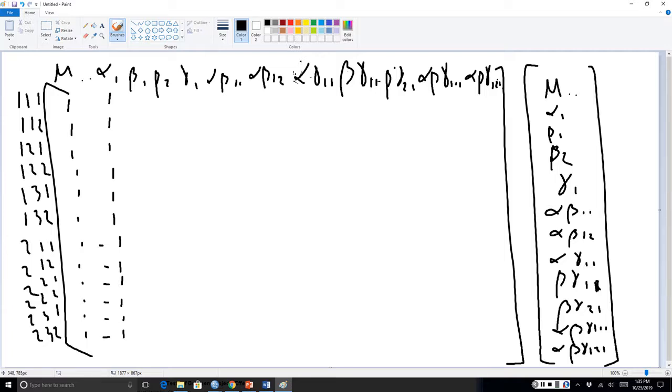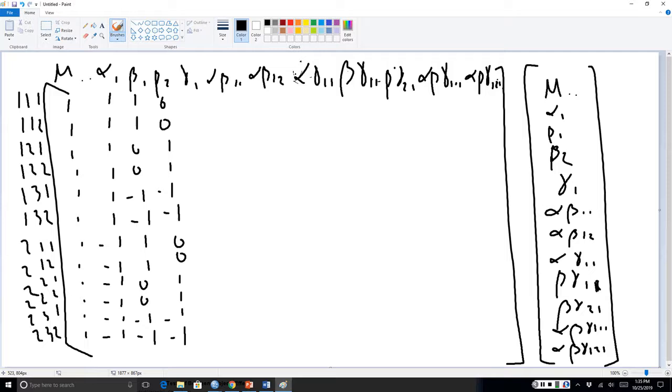Then for the betas, for beta 1, it's a 1 if we're in group 1, negative 1 if we're in 3, and a 0 if we're in 2. So 1, 1, 0, 0, negative 1, negative 1, 1, 1, 0, 0, negative 1, negative 1. Beta 2, same thing, except for beta 2. 0, 0, 1, 1, negative 1, negative 1, 0, 0, 1, 1, negative 1, negative 1.